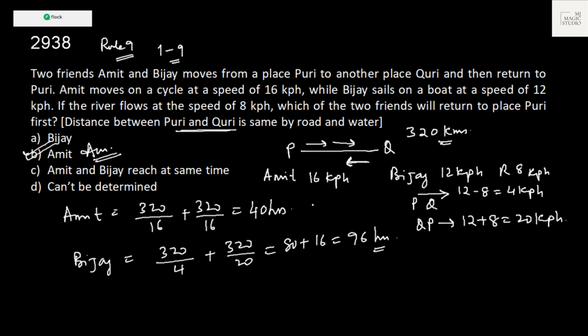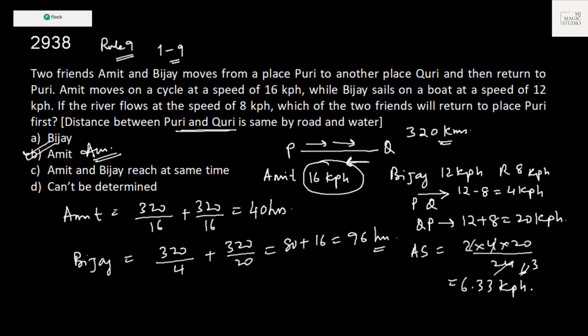Or you can also use the concept of average speed. Average speed of Amit during the entire journey is 16 kph. But for Vijay, average speed is 2 into 4 into 20 by 20 plus 4, that is 160 by 24, which is 6.67 kph. So Amit's average speed is higher than Vijay's average speed. That also means that Amit would be the first one to reach point P back.